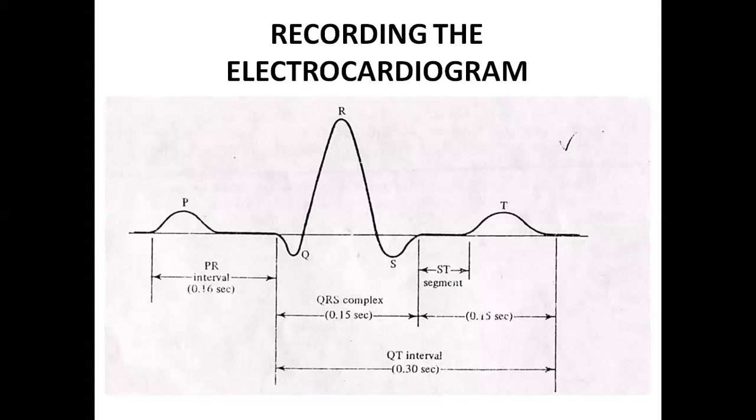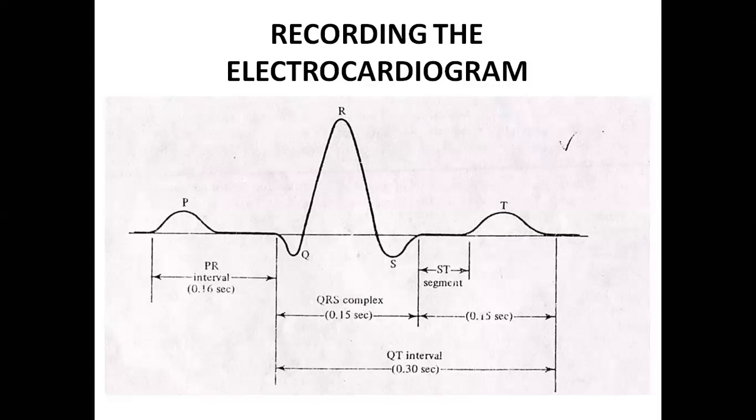As discussed in the earlier stage, there should be some time intervals between PQ, QR, RS, ST. Okay, there must be some interval. From P to Q, we can clearly see in the image 0.16 second. These are the typical time intervals, and they have been taken from a physically fit human body.